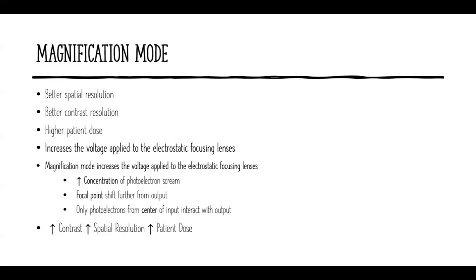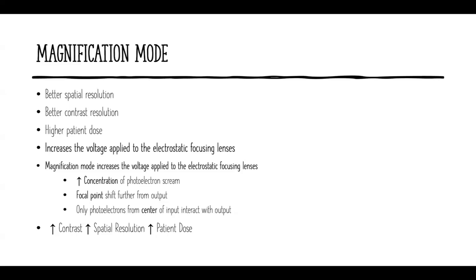So one function that we can use for fluoro is the magnification mode. So mag mode is just what you think. It sounds just like what you think it is. It magnifies the picture. So when you do this, it gives you better spatial resolution, better contrast, but it gives a little bit more dose to the patient.